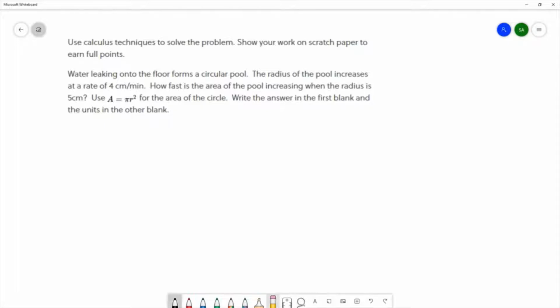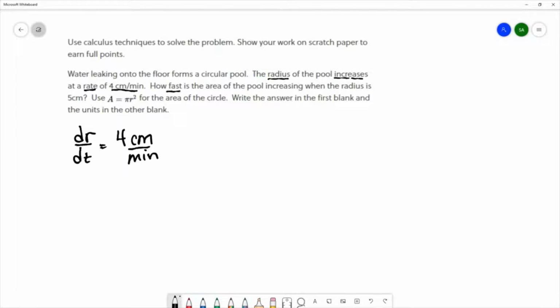And let's see. So I want to pick out the information. The radius increases at a rate of 4 centimeters per minute. This would give me dr/dt, the rate that the radius is changing over time. That's 4 centimeters per minute.